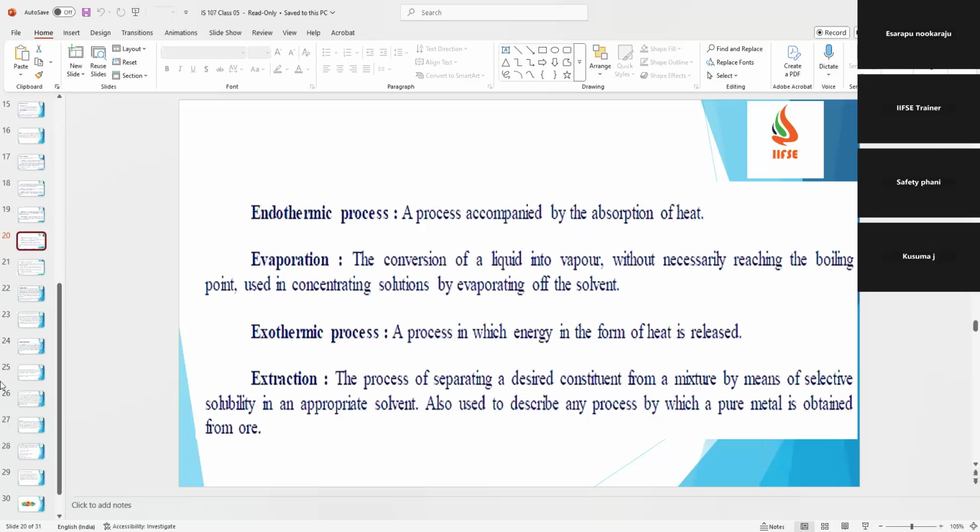Then extraction, so this is another process, separating a desired constituent, which is nothing but the desired material which you want, from a mixture by means of selective solubility in an appropriate solvent. It is also used to describe any process by which a pure metal is obtained from ore. So it is nothing but extracting metal from an ore, for example, extracting iron from an iron ore. It is a kind of separation.